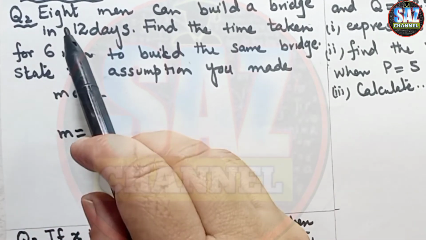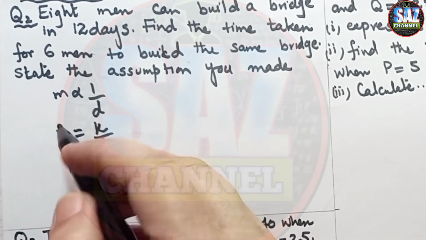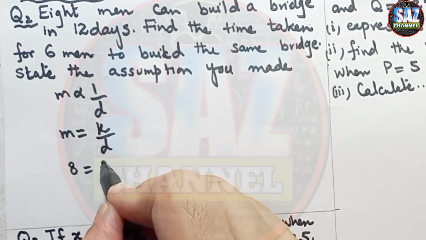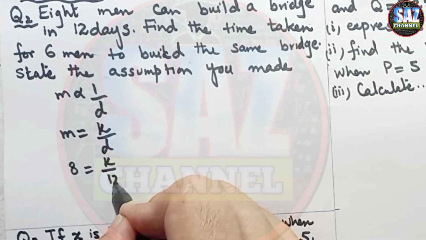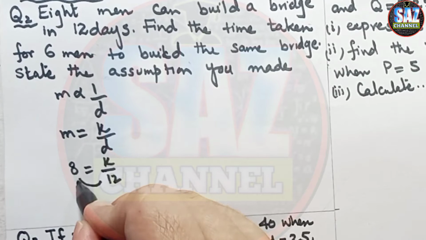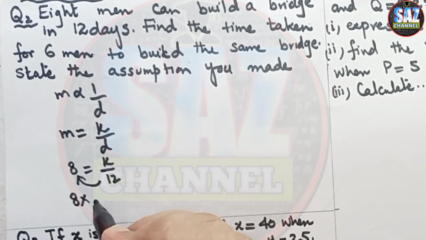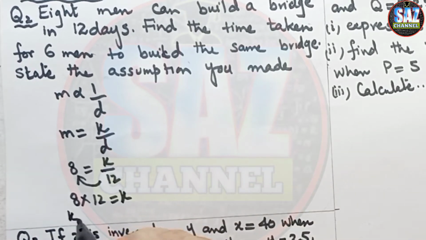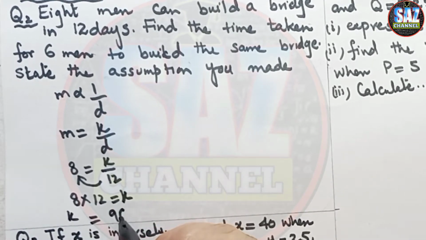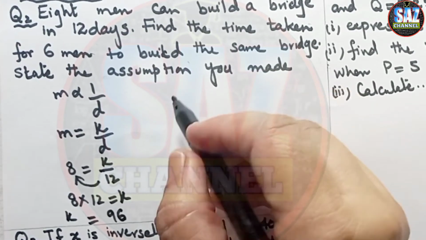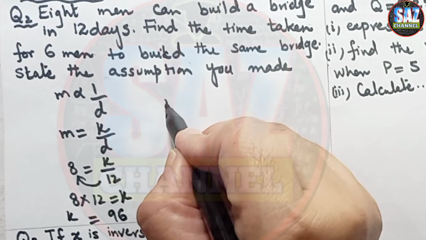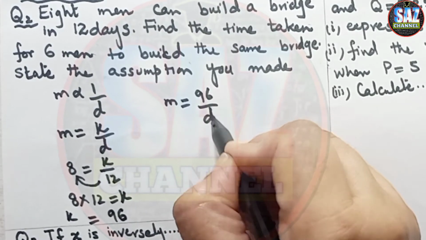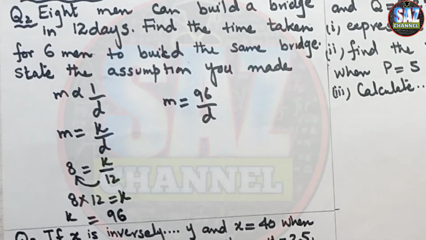Now, 8 men can build the bridge in 12 days. So instead of m, I have to replace it with 8, and d with 12, so 8 equals k by 12. Shift 12 to this side: 8 multiplied by 12 equals k, or k equals 96. This is the constant of variation. So my function will take the form m equals 96 by d. This is the relationship between men and days.